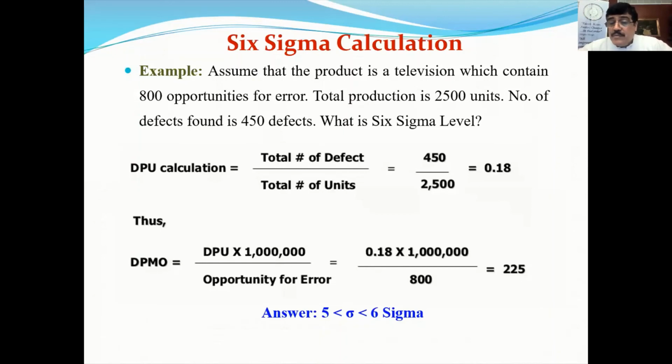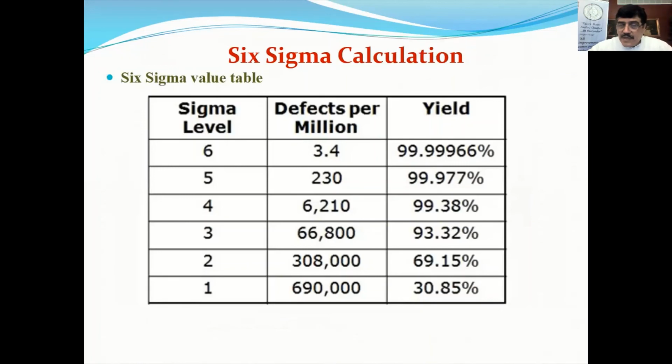We just use the same thing. We calculate the DPU, the defects per unit, which is 450 divided by 2,500 units. Once we get this, we divide it again by the number of opportunities in each one, and we multiply this by 1,000,000 to get it in DPMO. Once we calculate this, the DPMO is 225. Now we have 225 DPMO. How do we convert this to sigma? Very easy. You just look it up in this table.